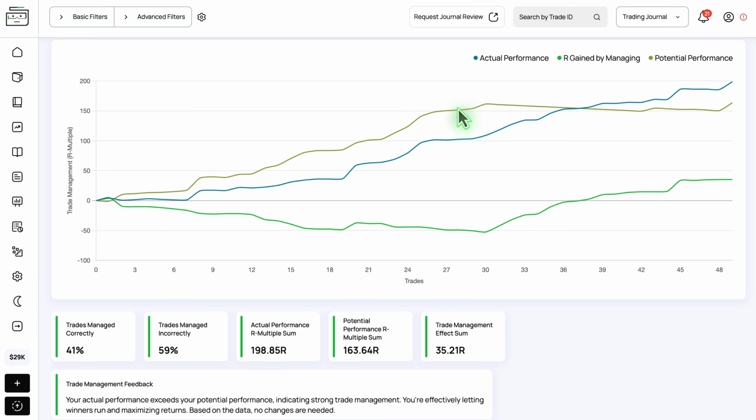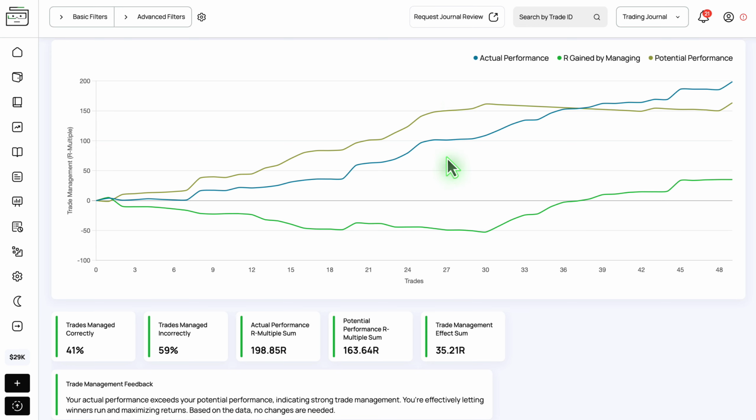However, if you would see that the green line, like here in the first part of this graph, is above the actual performance in blue, this means that you are cutting your winners short and that you're leaving money on the table. So what this means, if you see that this olive green graph is above the blue one, it means that by just letting your winners run until your initial take profit that you set in the beginning of the trade, you could potentially improve your performance.